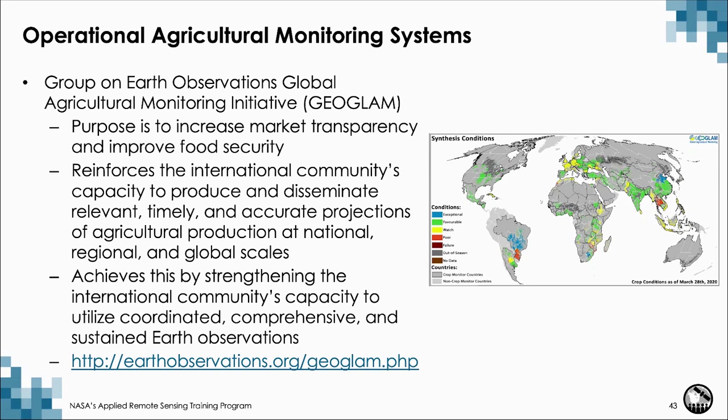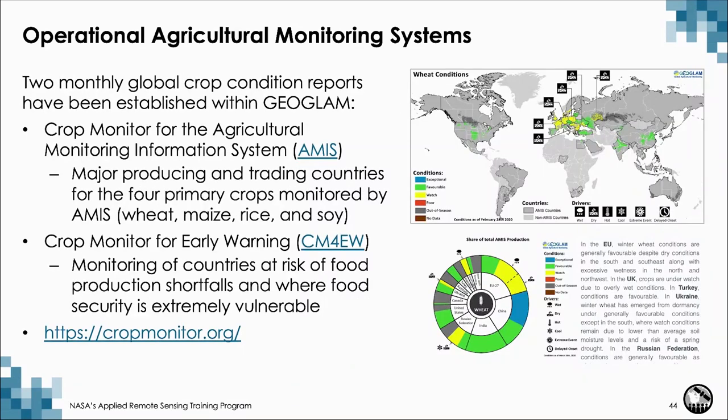They reinforce the international community's capacity to produce and disseminate relevant, timely, and accurate projections of agricultural production at the national, regional, and global scales. GEOGLAM produces 2 monthly global crop condition reports. In 2013, directly in response to the G20 policy mandate, the monthly crop monitor for the agricultural market information system was developed. Building on the success of the AMIS monitor and realizing the approach could be applied to food security, the crop monitor for early warning was launched in 2016.